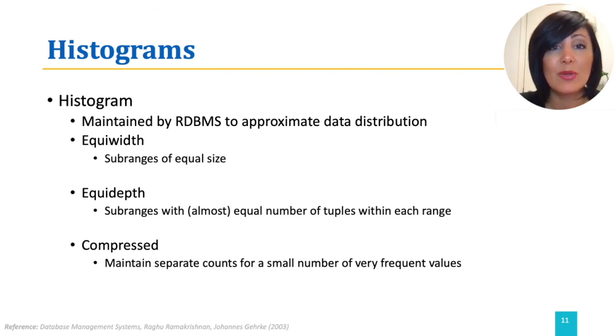Another type of histogram also used by database management systems is called a compressed histogram. The special property about compressed histograms is that they maintain separate counts for a small number of very frequent values. This provides better estimates for those frequent values.